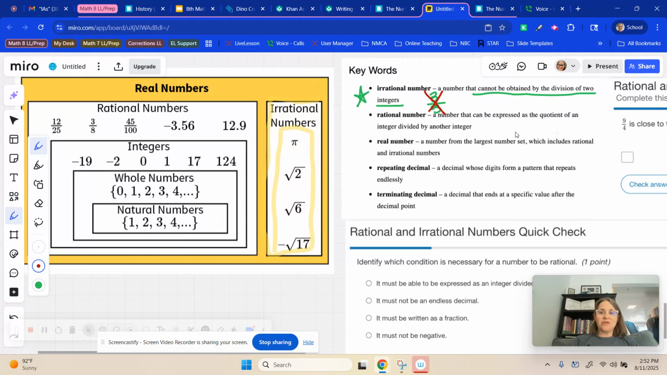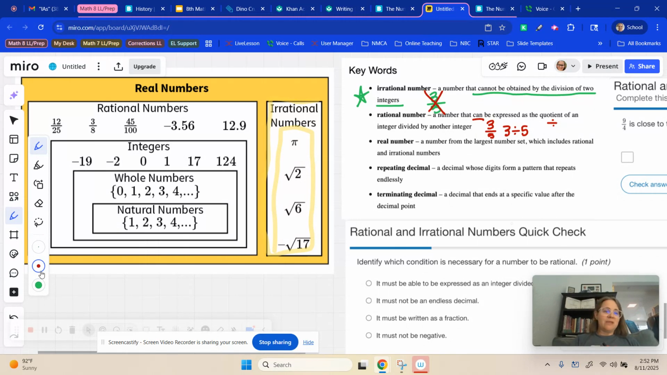And a rational number, we can write it as the quotient of an integer divided by another integer. Quotient meaning division, and division meaning that fraction bar. Remember that 3 over 5 means 3 divided by 5. So if we look at those together, if we can write it as a fraction, it's rational. If we can't write it as a fraction, it's irrational.